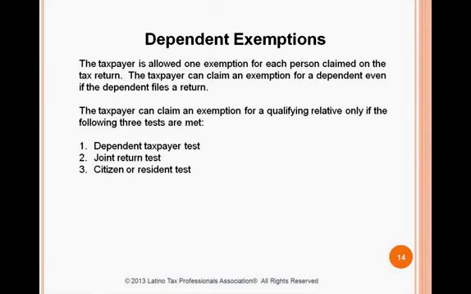The taxpayer is allowed one exemption for each person claimed on the tax return. The taxpayer can claim an exemption for a dependent even if the dependent files a return. The taxpayer can claim an exemption for a qualifying relative only if the following three tests are met: the dependent taxpayer test, the joint return test, and the citizen or resident test.